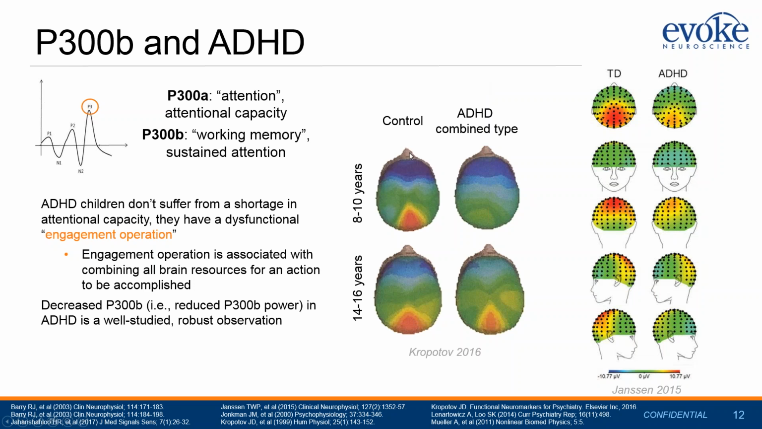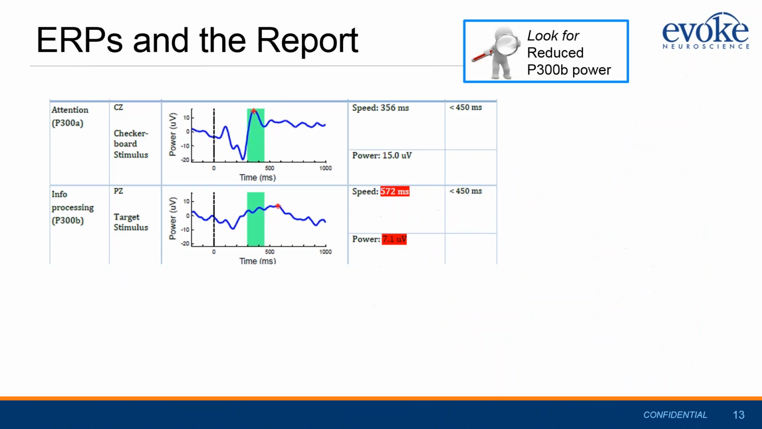Here on the left we have control subjects, and P300B occurs back here toward the back of the head. And you can see lots of power here. The brain is firing up and processing information. And for the ADHD combined type, we don't have really a response at all in the 8 to 10 years range. And then 14 to 16-year-olds, we have some response, but not as strong as controls. So that's just a visual representation of what decreased P300B looks like.